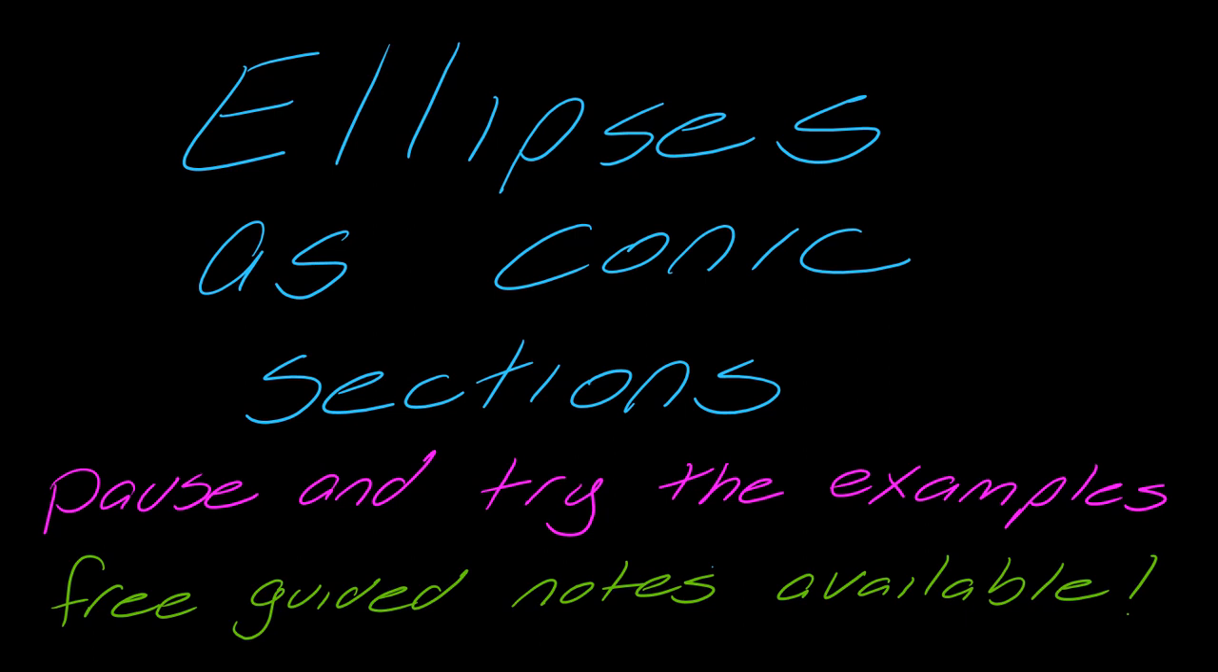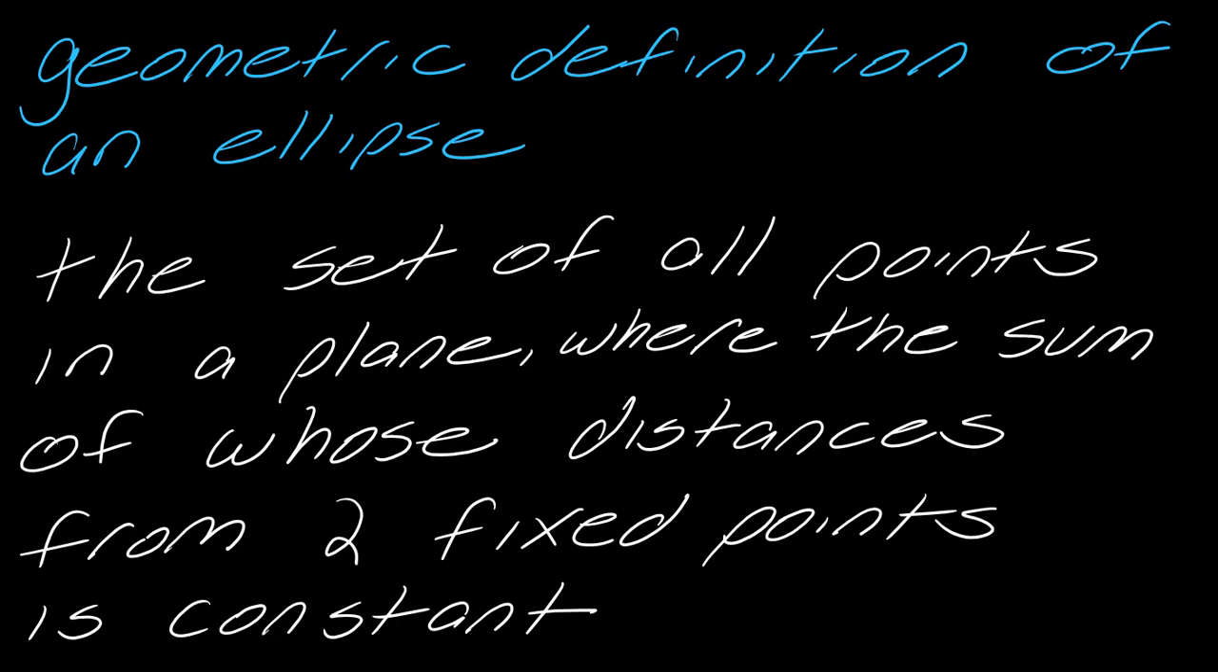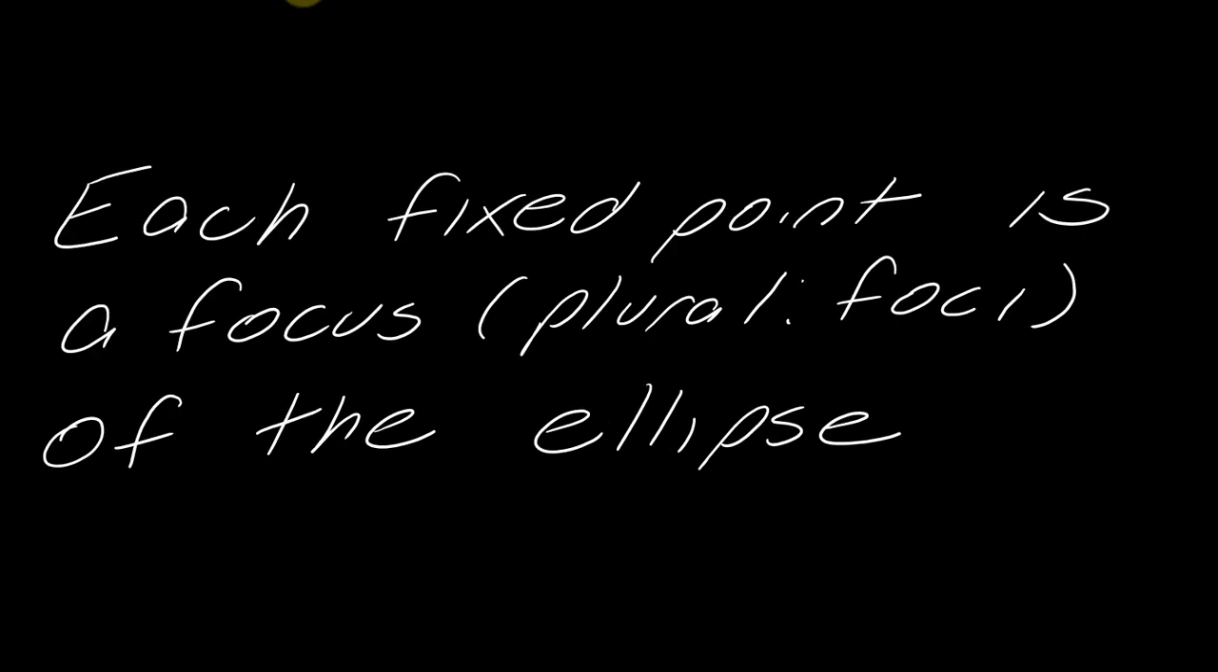All right, friends, gather around your YouTube screens because I'm going to tell you about ellipses as conic sections. So visually, you probably know what an ellipse is, but we're going to talk about the geometric definition. An ellipse is the set of all points in a plane where the sum of whose distances from two fixed points is constant. And each fixed point is called a focus.